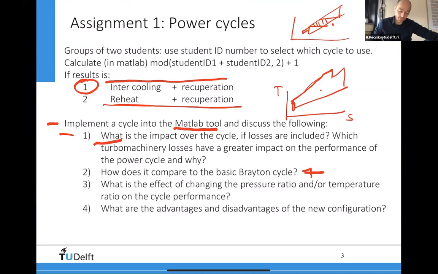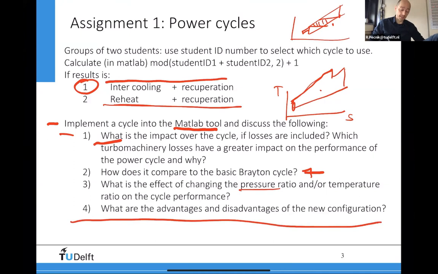Then what is the effect of changing the pressure ratio? Of course, you have a certain cycle and you change the pressure ratio. I will show you in a second how this works. And which one is better? Is the basic cycle better than a cycle with reheat? Or is a basic cycle worse than a cycle with reheat? When would you use reheat? When would you use a recuperator?